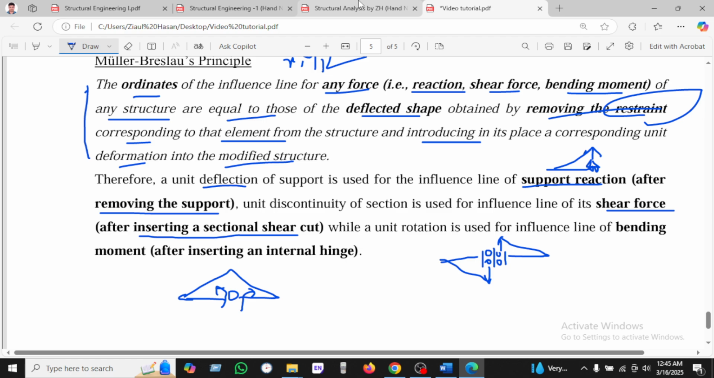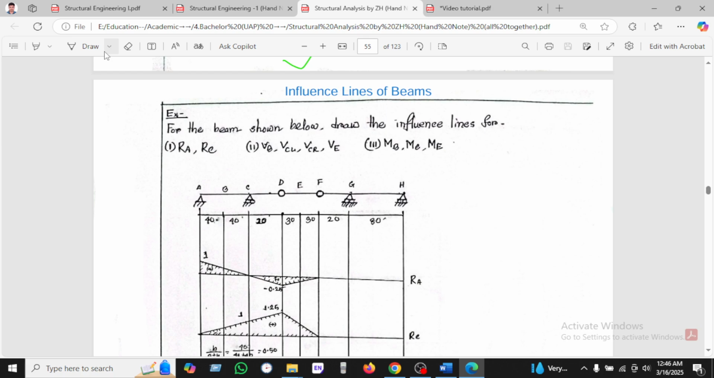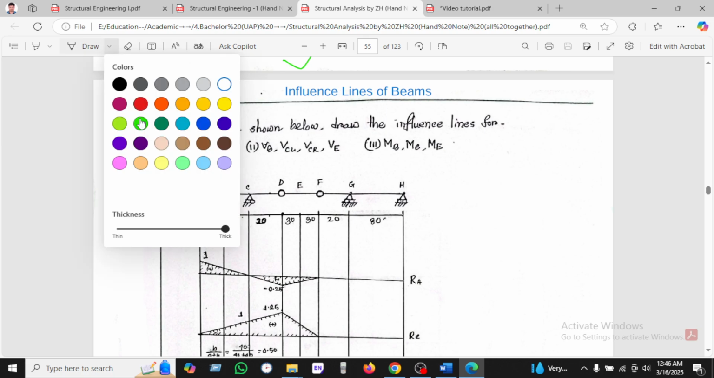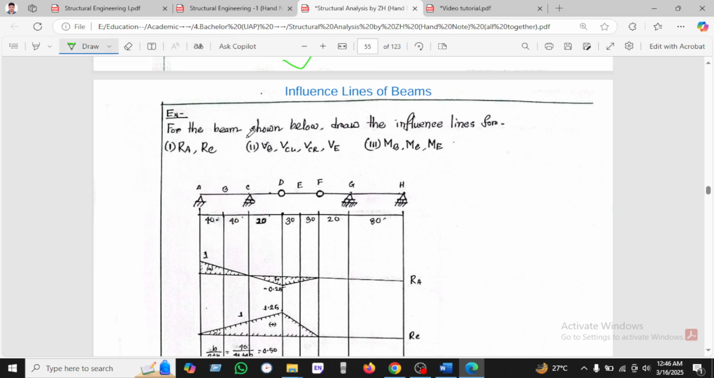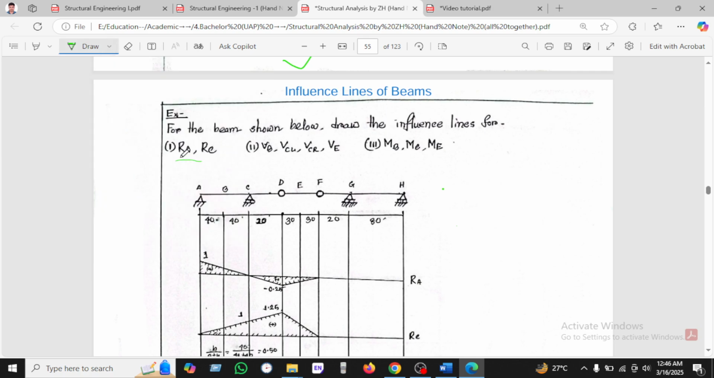So let's see how we calculate. A figure is given here for the beam shown below. For the influence line, we have to calculate the reactions first, RA and RC. At first I am taking RA. It will be upward by one unit.